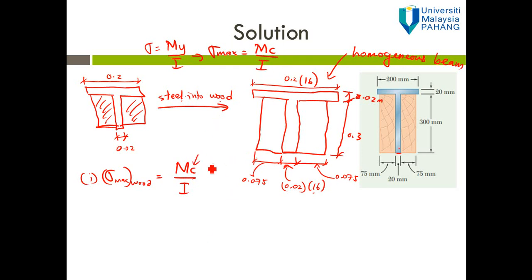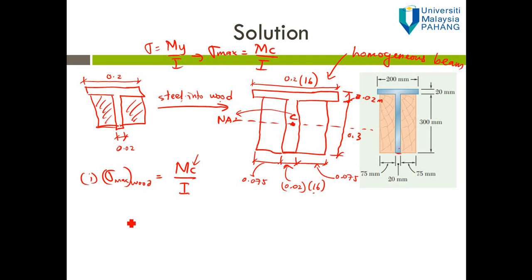Now first you have to calculate what is the I. Before that, in order to calculate the I, you have to know the location of the neutral axis. For now we don't know where the neutral axis is. As I mentioned, the neutral axis is located at the centroid. So what we have to calculate now is the centroid, so that we know the location of the neutral axis.